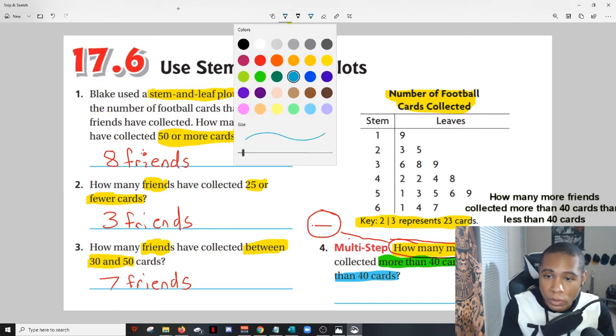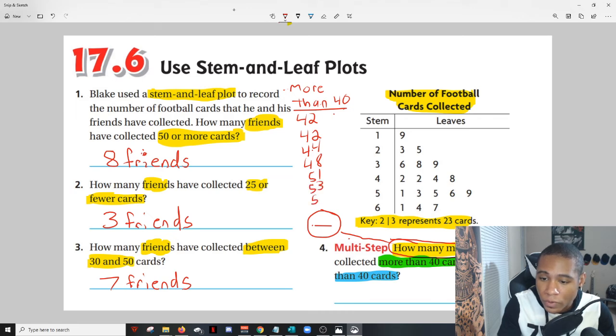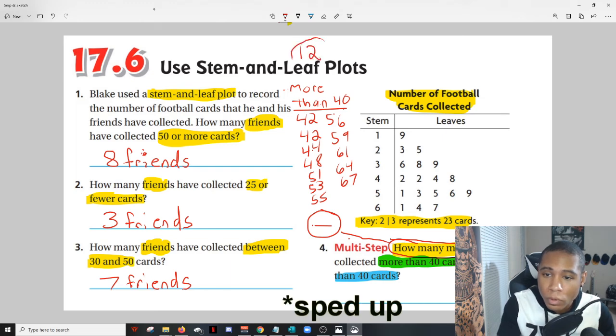To make our comparisons, let's start with the friends that have more than 40 cards, or greater than 40. Let's find all numbers that are greater than 40. Those numbers will be 42, another 42, 44, 48, 51, 53, 55, 56, 59, 61, 64, 67. Let's count that up. That's 1, 2, 3, 4, 5, 6, 7, 8, 9, 10, 11, 12. 12 people have more than 40.